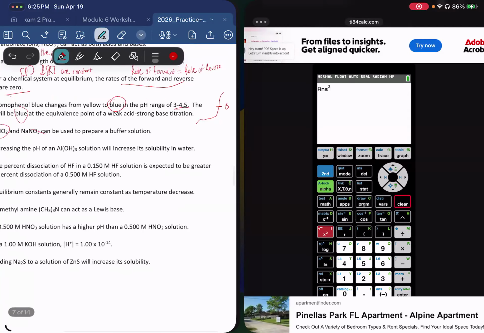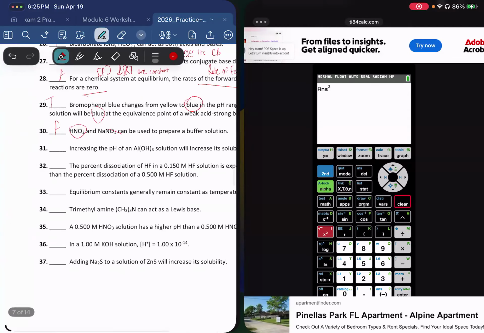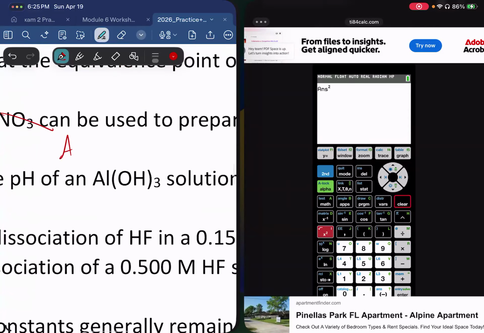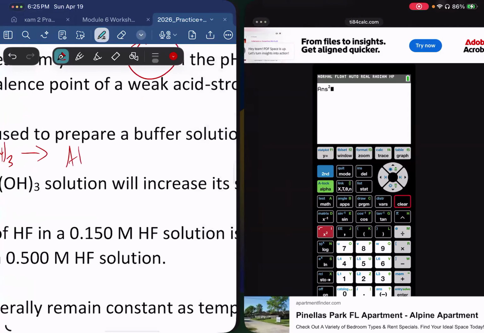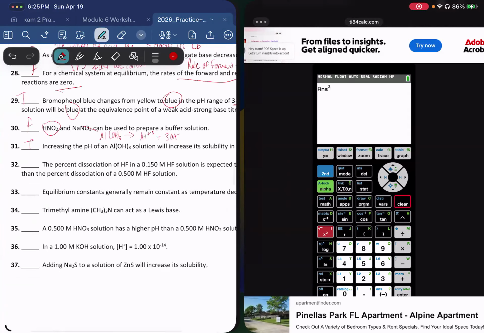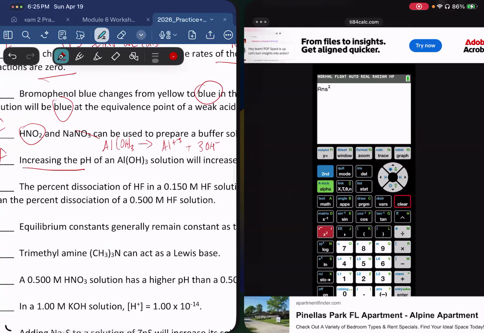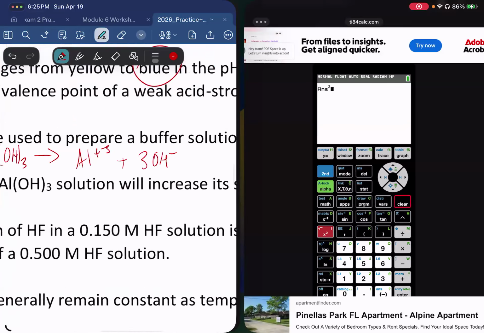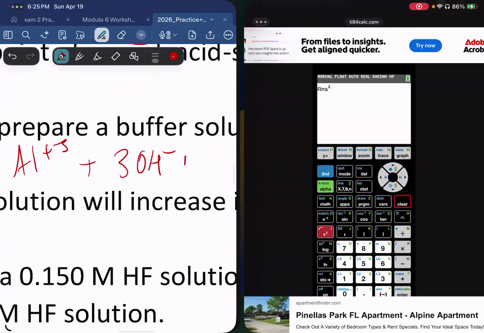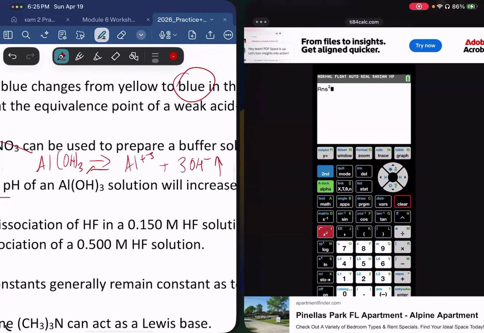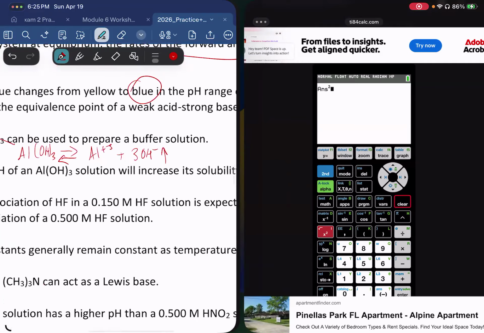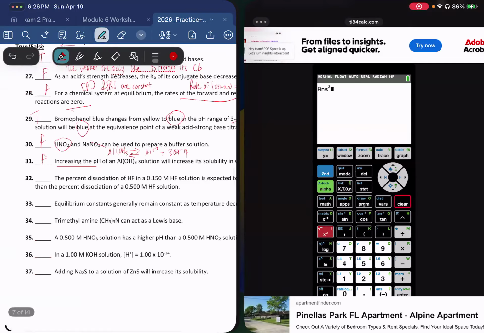31, increasing the pH of aluminum hydroxide will increase its solubility in water. This is true, and the reason being that this is an insoluble salt, so when you dissolve it, you make Al 3 plus and 3 OH minus. Sorry, oh no, this is false. My bad. This is a really common mistake. When you increase pH, that means you're increasing the hydroxide concentration. Increasing the hydroxide concentration would cause the reverse reaction to happen, which would make this less soluble. So that's why 31 is false.